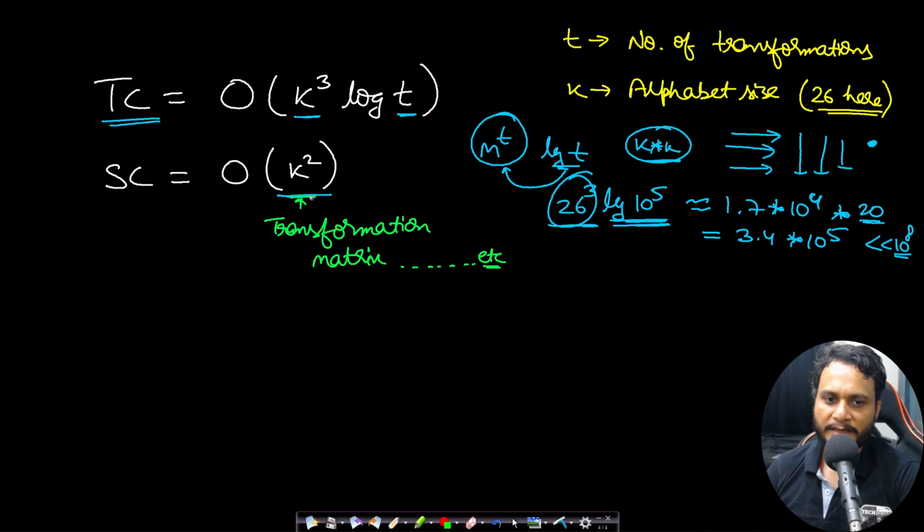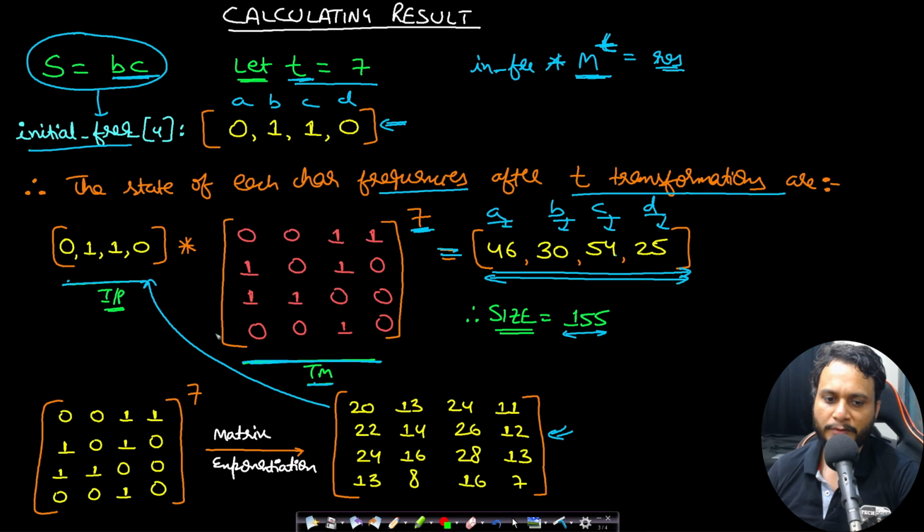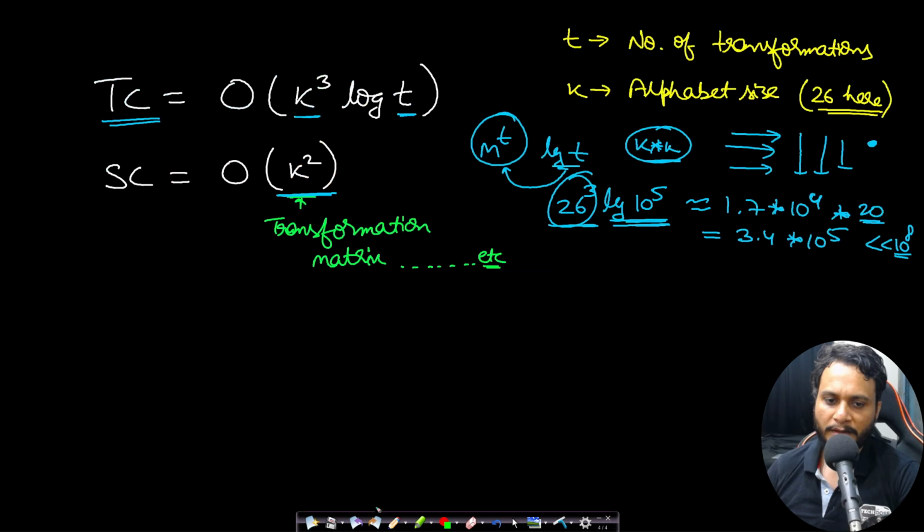The space complexity is order of k square, and you have taken k square size only for the transformation matrix, but there will be other spaces that you take for the resultant array and so on, but the overall complexity is not going to change. It will still be order of k square. I hope this is clear. Let's now look at the code.